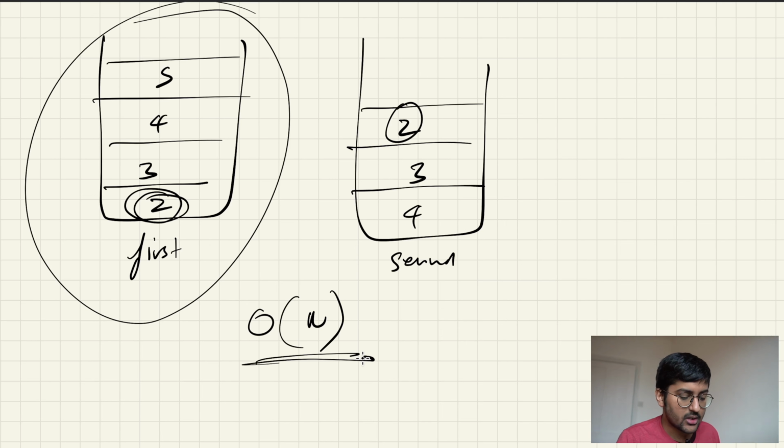Very simple. So this is known as an insert efficient queue because the insertion is efficient. You can only have one of the things be efficient: either you can insert efficiently or you can remove efficiently.